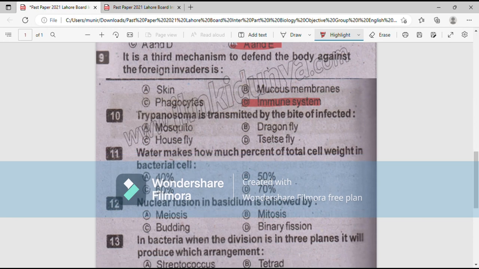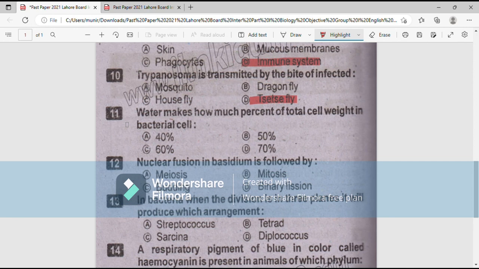MCQ number 10: Trypanosoma is transmitted by the bite of infected what? Trypanosoma is simply a protozoa that causes a disease called sleeping sickness. The sleeping sickness disease is caused by Trypanosoma, and it is transmitted by the bite of the tsetse fly. Option number D.